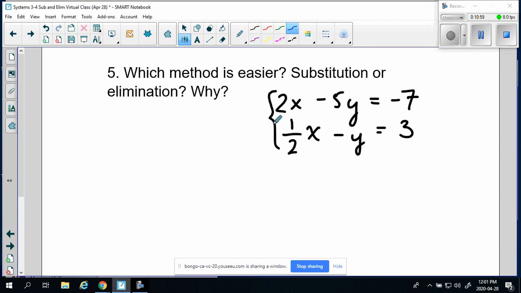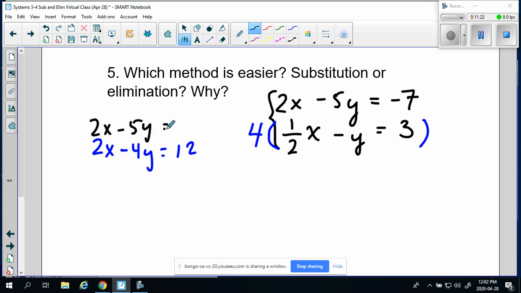So then we're going to multiply the bottom one by 4. Now, normally I would choose negative 4 because I like the matching terms to be opposite. But for the sake of argument, I'm going to show you how you would do it if it was the same. So the bottom equation would be 2x minus 4y is equal to 12. And the top equation remains the same: 2x minus 5y equals negative 7. If you have a match and they are not opposite, then you actually have to subtract. And that means that you're subtracting every term.